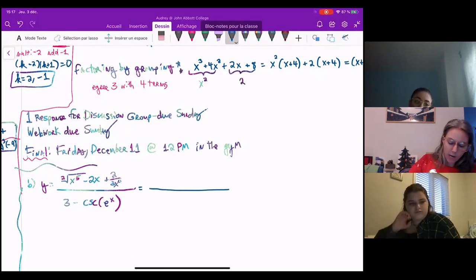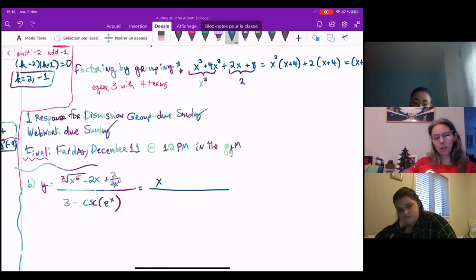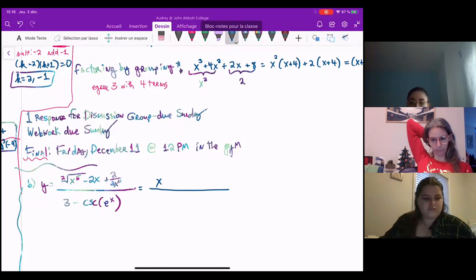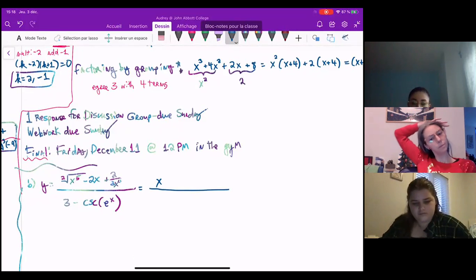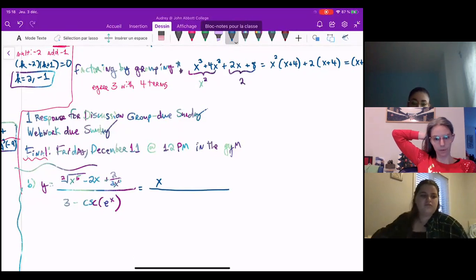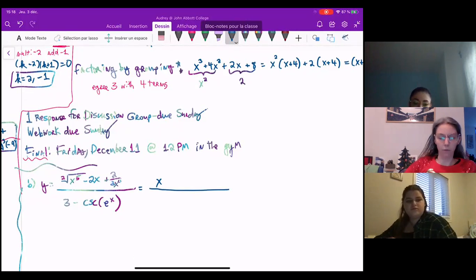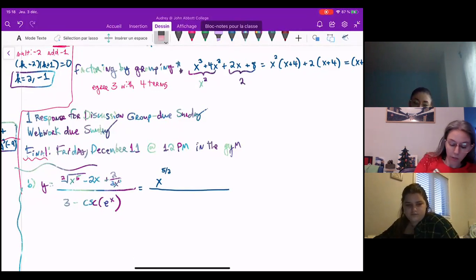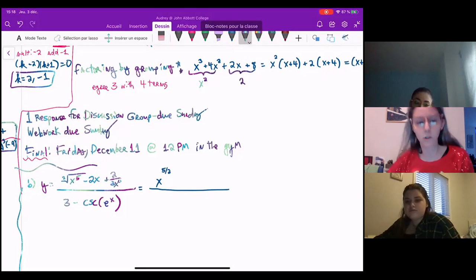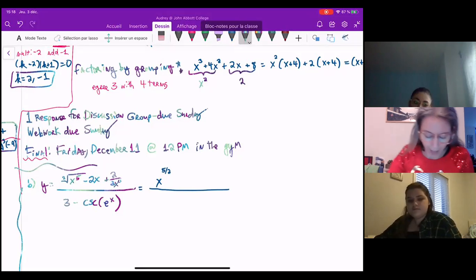And when I'm rewriting this, what's my power of x going to be for the first thing? It's going to be 5 over 2. It could just be that it's hard to see that too, but it's going to be 5 over 2. It's really weird that there is a 2 there. When it's 2, normally there's just nothing there at all. So, x to the 5 over 2 minus 2x.